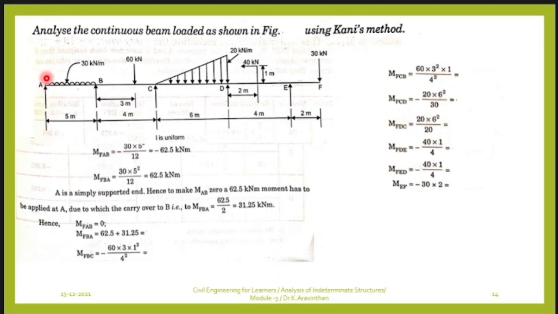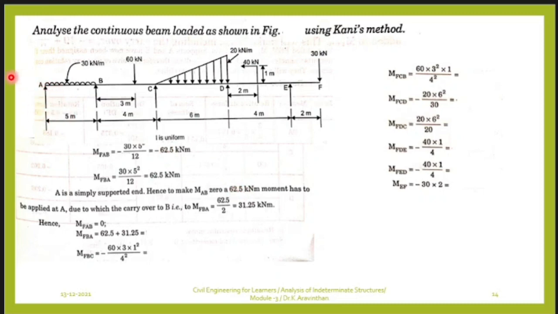See, when you are solving by Kani's method, what you have to do is, if this is a hinged joint, you should remove this hinged joint. How to remove that? You have to balance. What is the moment at joint A? MFAB is minus 62.5. You have to release this. How to release? Balancing. So you have to add plus 62.5. This is written here. When you are adding plus 62.5, this will become 0 and you can remove this.